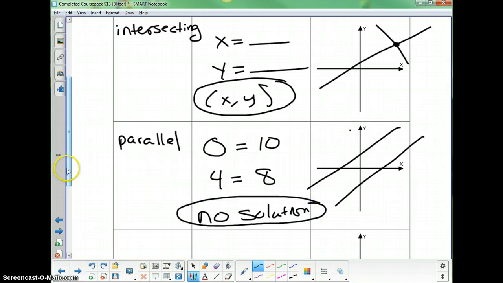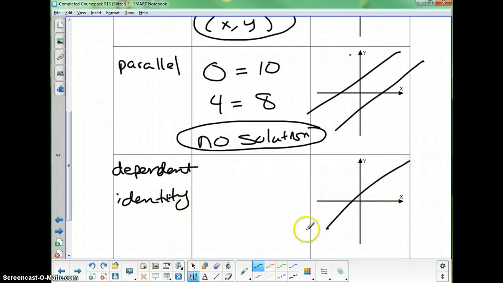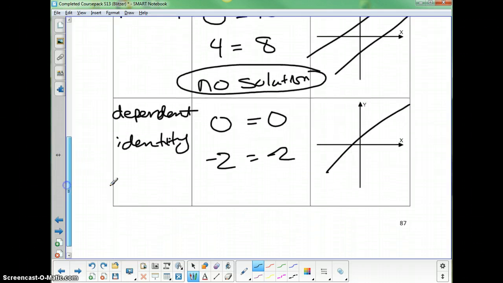Okay. And then the last case is the dependent or identity case. In the identity or dependent case, the picture is going to look like a single line because both lines are actually right on top of each other. And algebraically, that's going to look like 0 equals 0 or -2 equals -2. It's a true statement. Since it's true, the answer is infinitely many solutions.